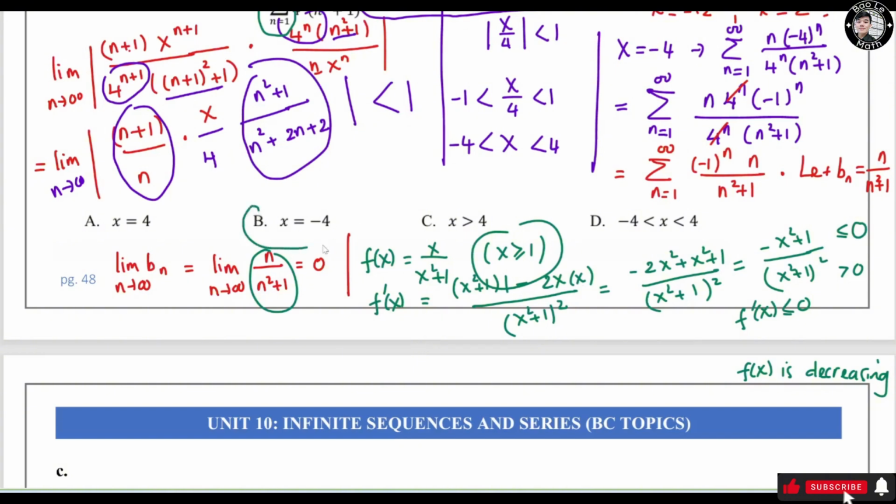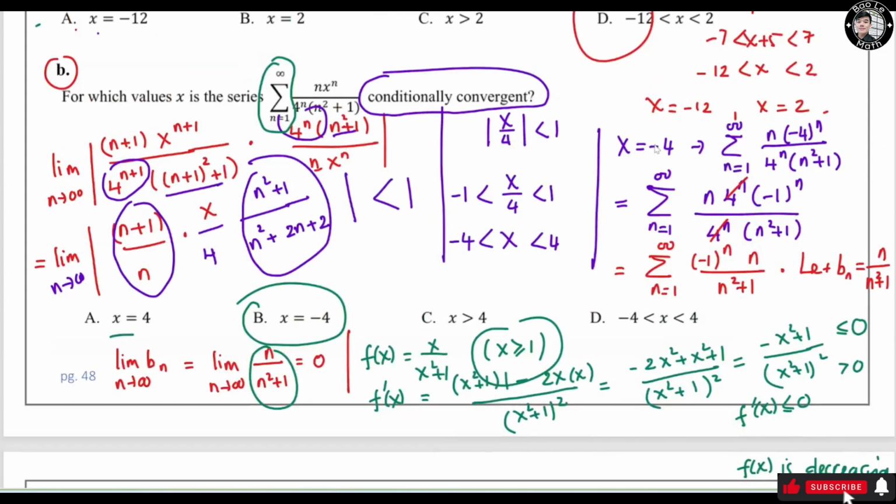And the answer is B. Now we're going to check to see if s equals 4 works. If s equals 4, I just change the sign right here, so I don't have this term. I only end up with the series of n over n squared plus 1, when n goes from 1 to infinity.